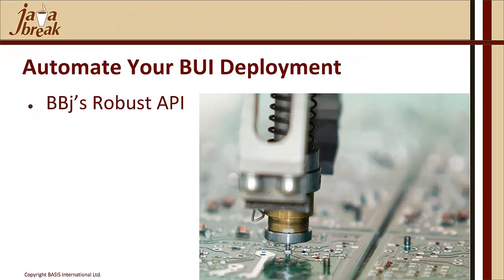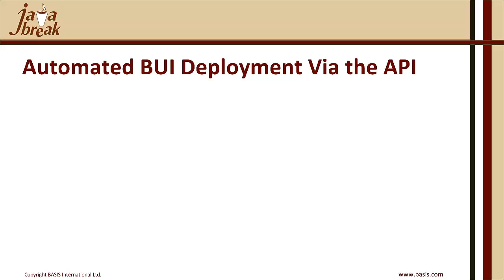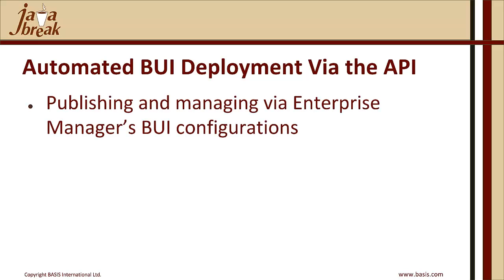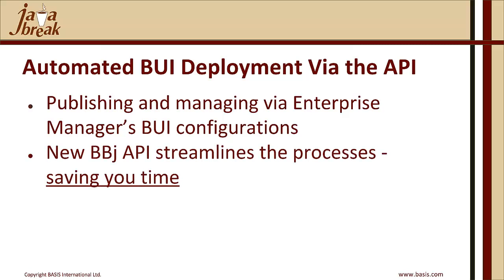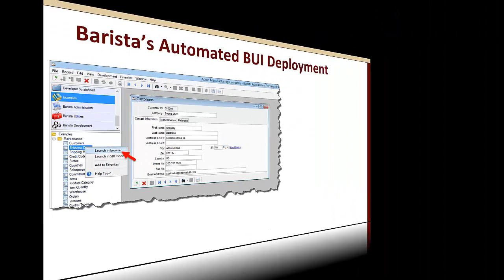Let's discuss automating your BUI deployment. Everything in the Enterprise Manager can also be driven by the API. BBJ's robust API gives you access to controlling BUI deployment. You can publish and manage your application from the Enterprise Manager's BUI configuration, or you can use the new API to streamline the process, saving you time.